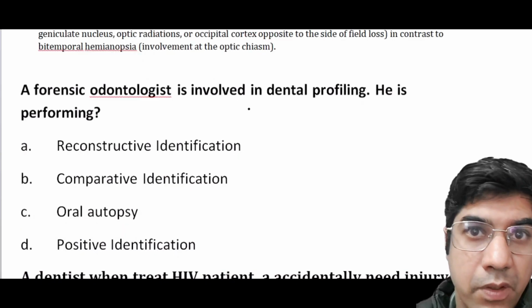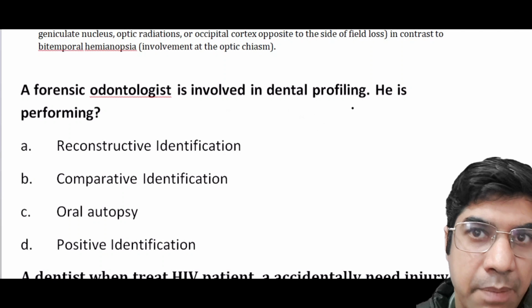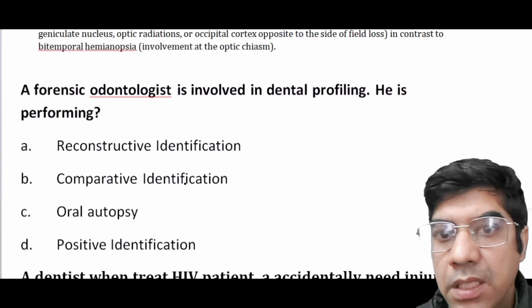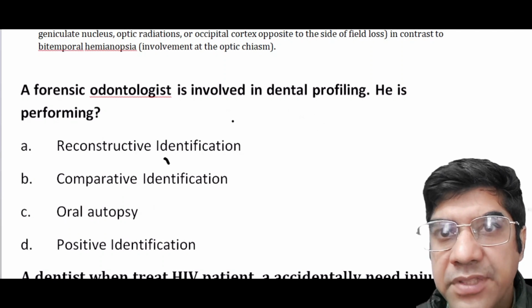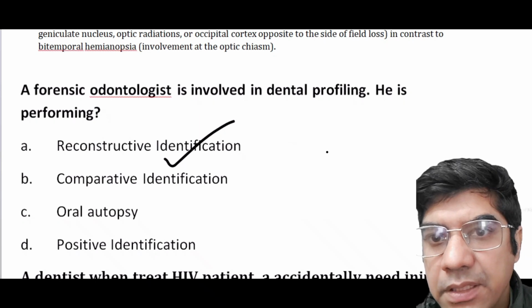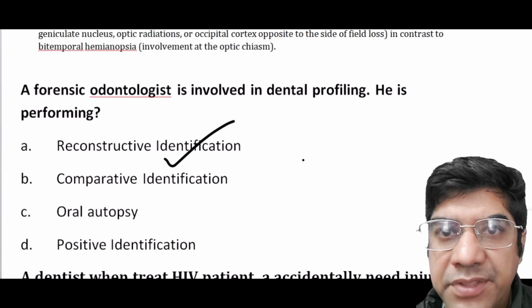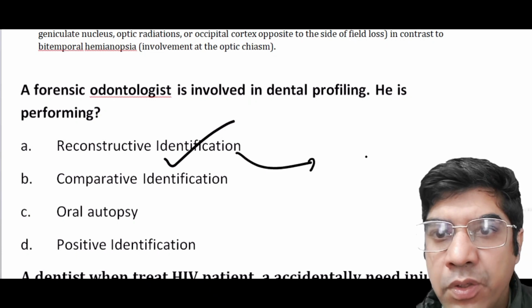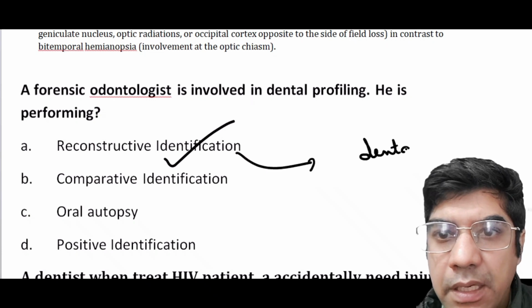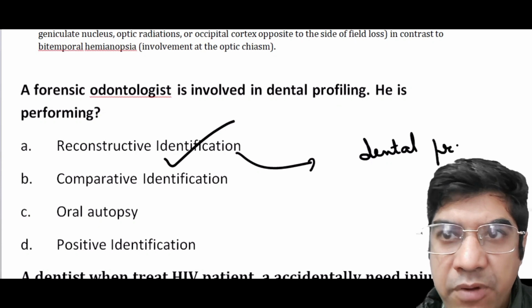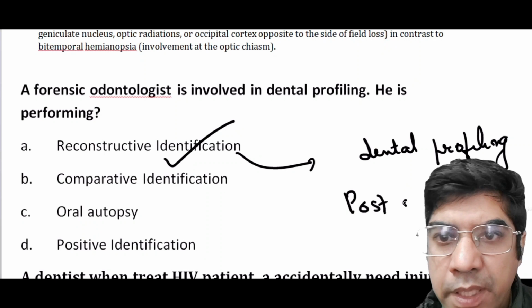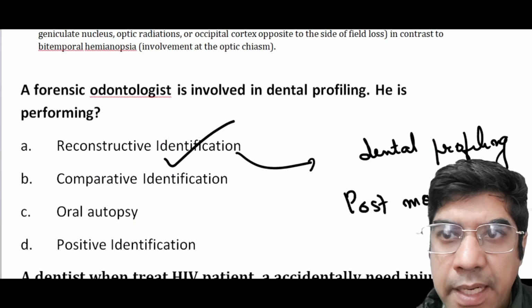A forensic odontologist is involved in dental profiling. What is he performing? The answer is reconstructive identification. So a forensic odontologist involved in dental profiling is performing reconstructive identification. Reconstructive identification is also known as dental profiling or post-mortem dental profiling.